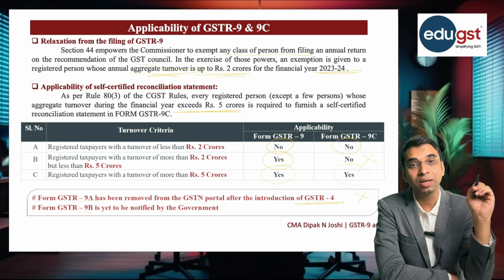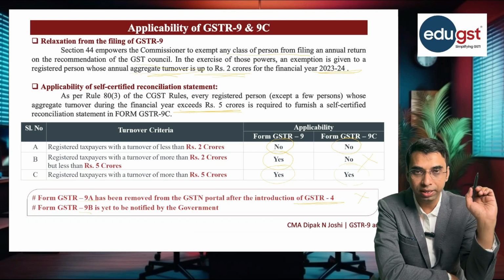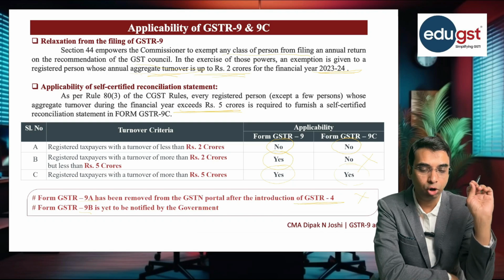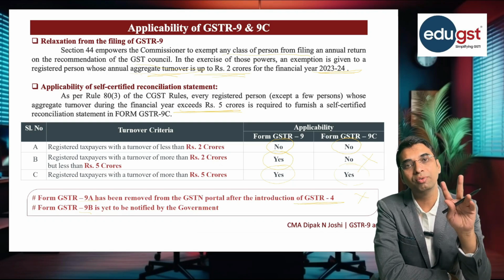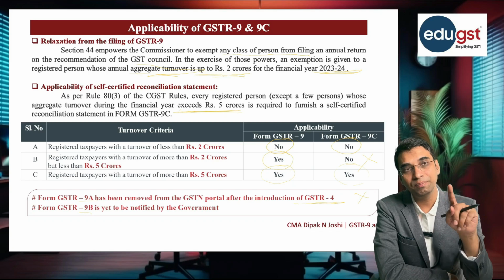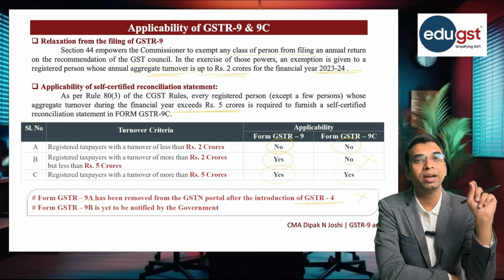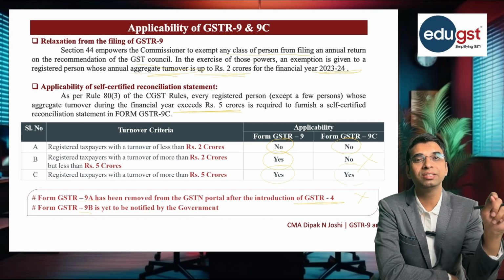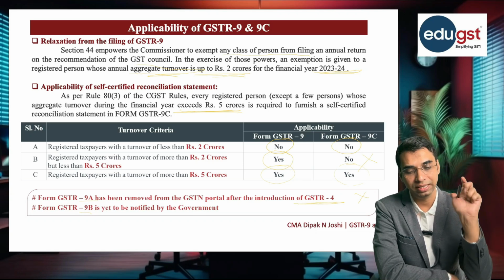GSTR 9B is the annual return in case of an e-commerce operator, but that has not yet been notified by the government. So presently there are only two types of annual return. First is GSTR 9 and second is the reconciliation statement, the self-certified reconciliation statement, that is GSTR 9C.